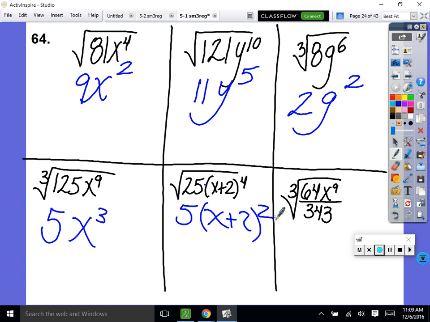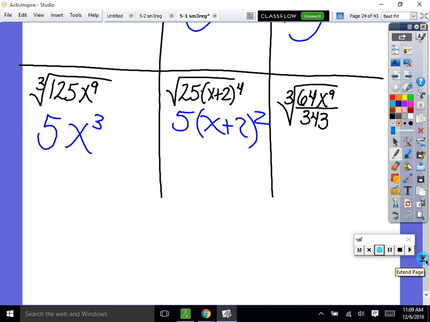This one we're going to split up and look at it in sections. The cube root of 64 is, it's 4. Cube root of 64 is 4. And then cube root of x to the 9th is 9 divided by 3 is 3. And then cube root of 343 is 7. Is everybody comfortable up to here? We've just simplified them. And notice these all came out pretty. There was no radicals left, which doesn't always happen.